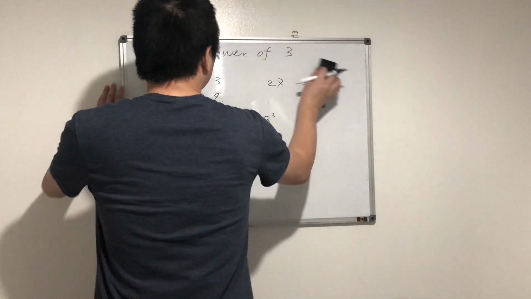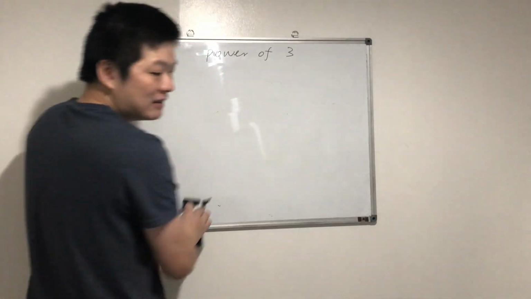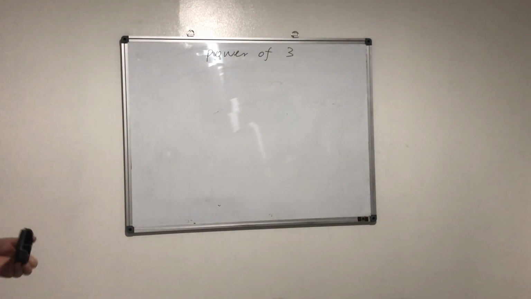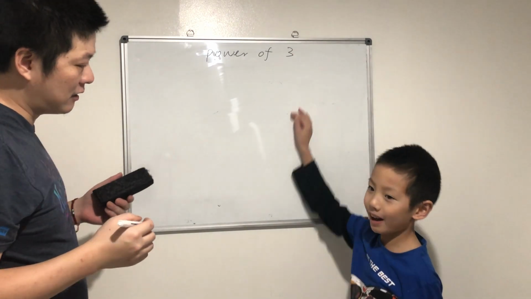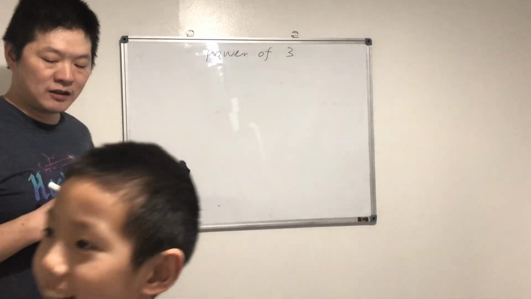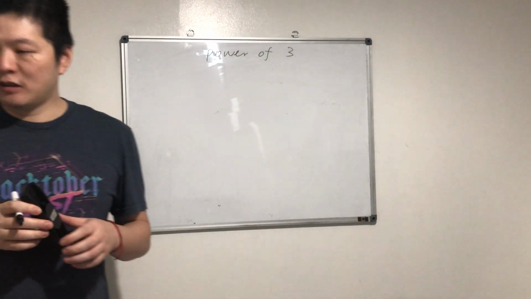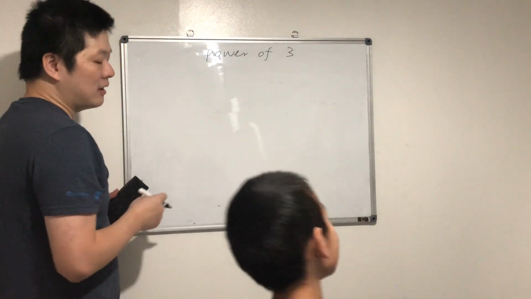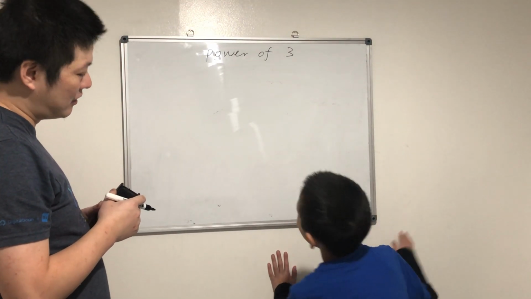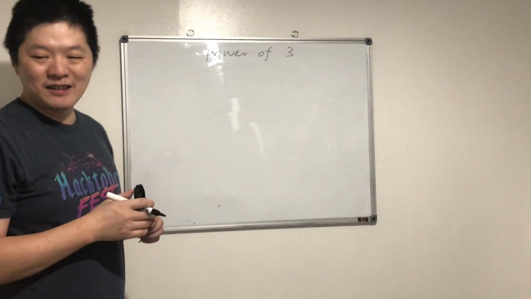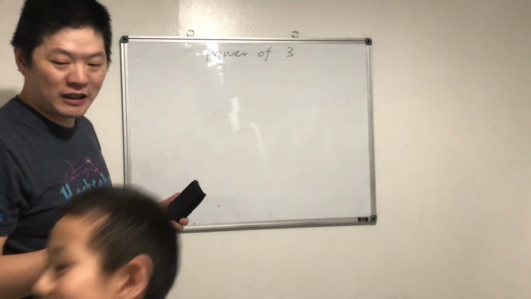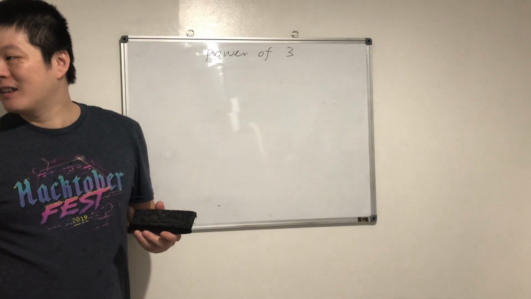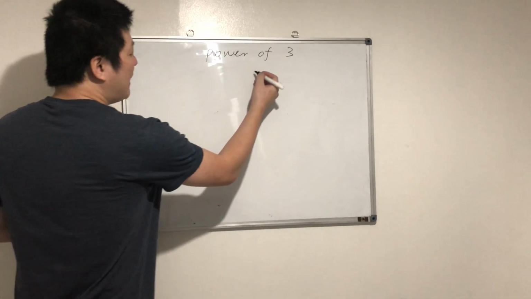Any ideas? Any thoughts? All we need to do is try 3 to the power of 1, 3 to the power of 2, 3 to the power of 3. And if it's bigger, then it's false. And then if it's equal, then what?